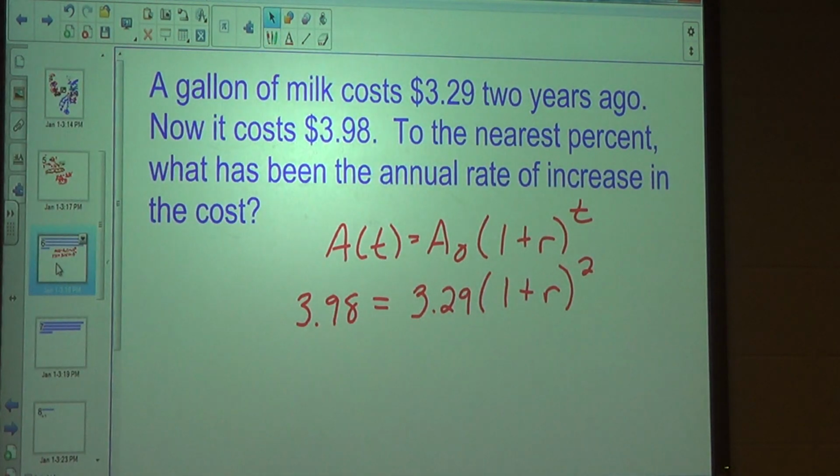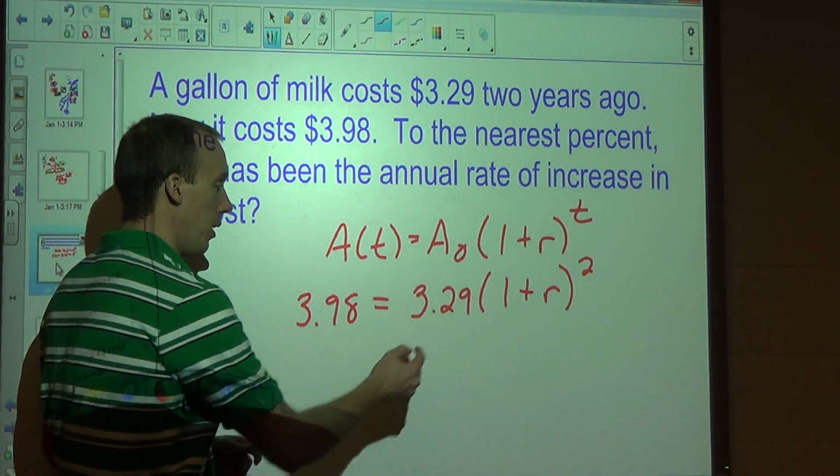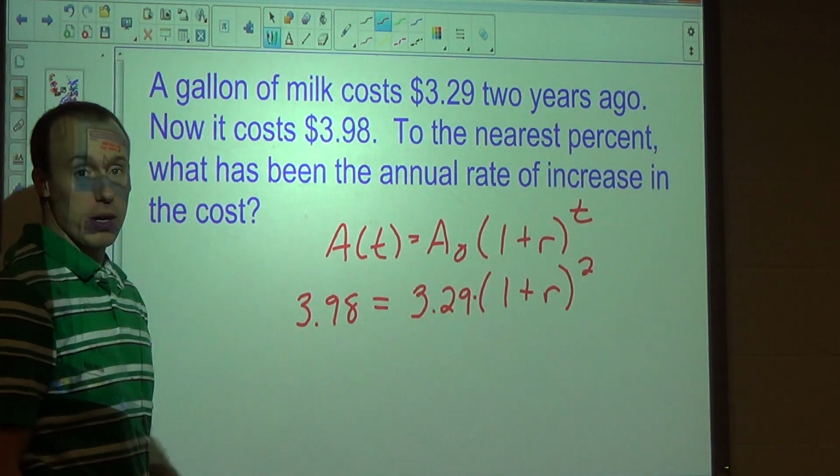How would I solve a problem like this then? What's farthest away from the variable on the same side? $3.29. What's happening to that? It's being what? How would you get rid of multiplication?